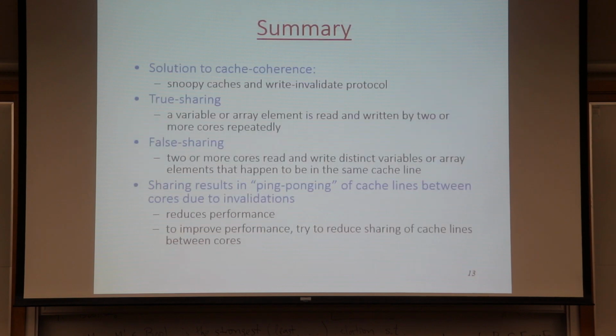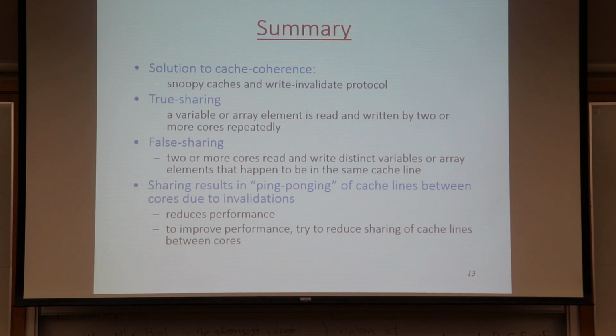Okay, so to summarize cache coherence, basically the solution is you use Snoopy caches and a write-invalidate protocol. Each cache has to be aware that there are other caches in the system, and you just take action to ensure that you have exclusive access to a cache line when you write to it. True sharing is when two or more cores are writing and reading from the same variable or array element. False sharing is when there are two of these locations that just happen to be on the same line. Well, you still have this ping-ponging going on. So this reduces performance, and to improve performance, you have to try and reduce the sharing of cache lines between the cores. Okay, are we good?